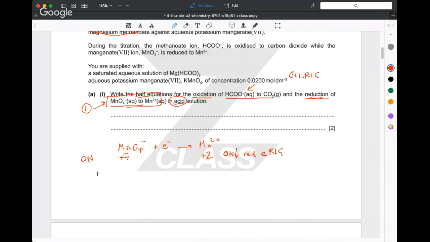The next step is to balance oxygens with water, right?